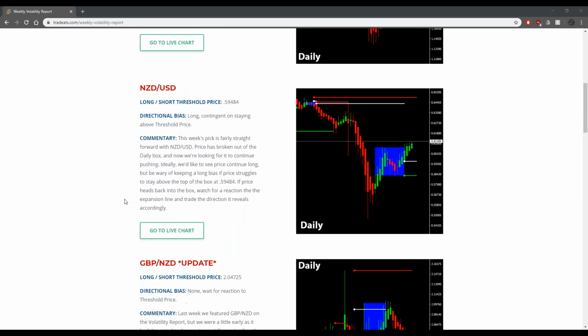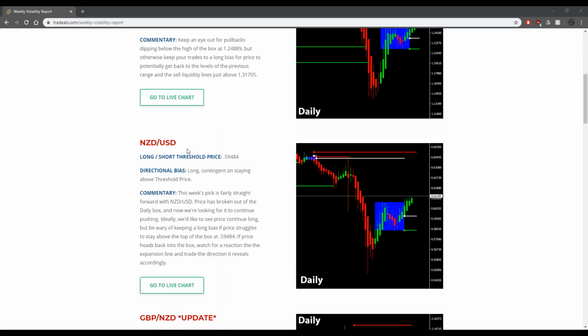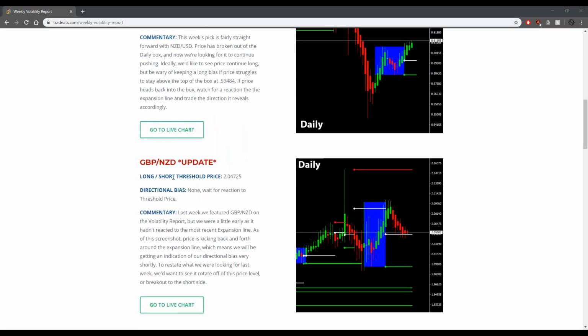So let's go ahead and jump into the volatility report. This week we have got pound dollar, New Zealand dollar, and a combination of both, pound New Zealand, which is actually an update from last week. So I think I'm going to kick it off with looking at pound New Zealand because this one's actually already playing out for us.